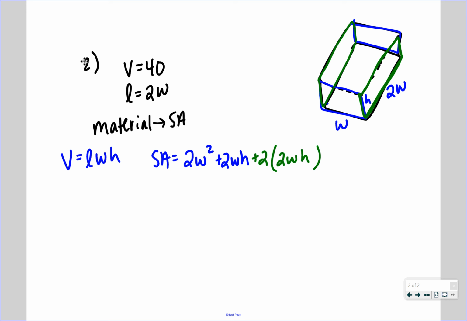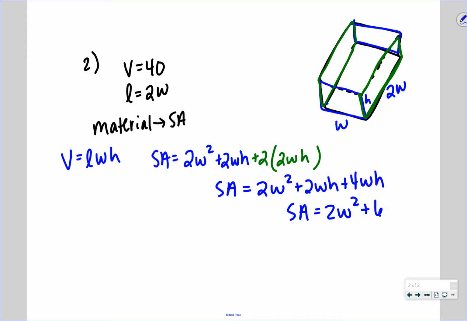So my surface area is 2W squared plus 2WH plus 4WH, or 2W squared plus 6WH. This is what I'm trying to minimize, so this is what I'm going to need to derive, which means I need to use my volume to help me solve for either W or H. Right now I can't derive with 2 different variables.